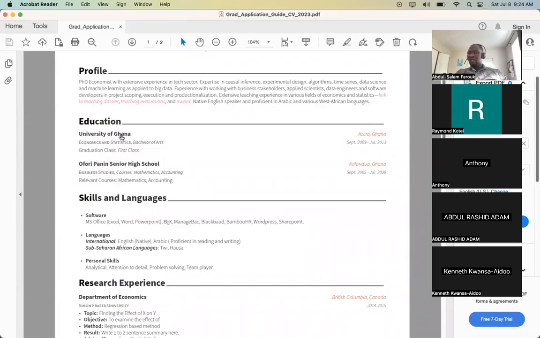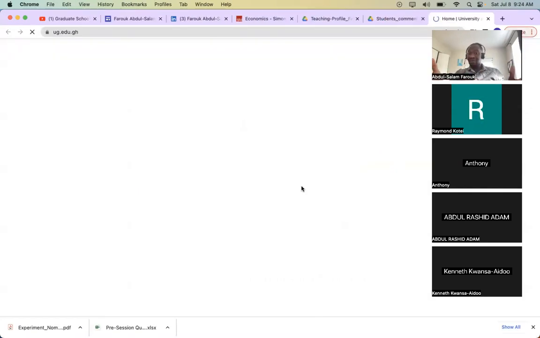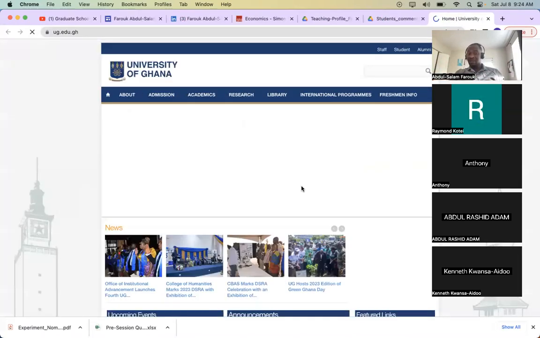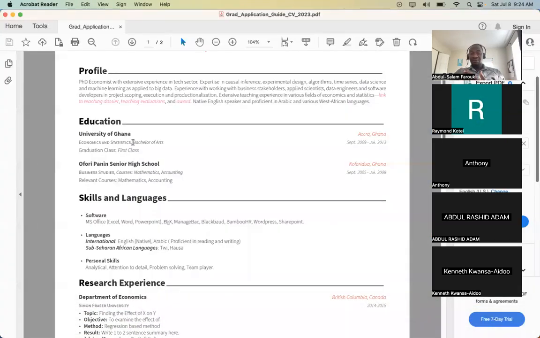And also, if you look at University of Ghana, you realize that I do have a link to it as well. So if, for instance, the department trying to assess you doesn't necessarily know what University of Ghana is, you're giving them the opportunity to do so by just clicking on this. As soon as they click, it might just take them to the University of Ghana webpage, to read about University of Ghana and get to know it. You can equally, within economics and statistics, maybe put the department link to that side. You can go to the department and read up more about the department. So that'll be the education.